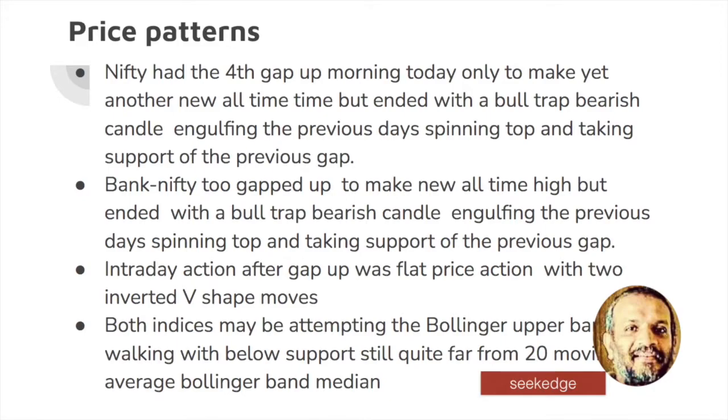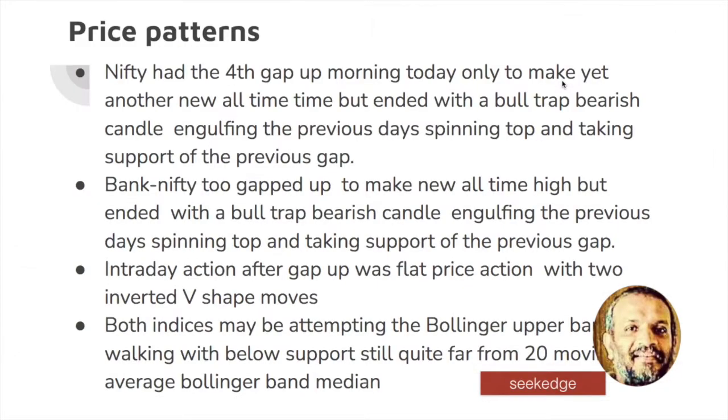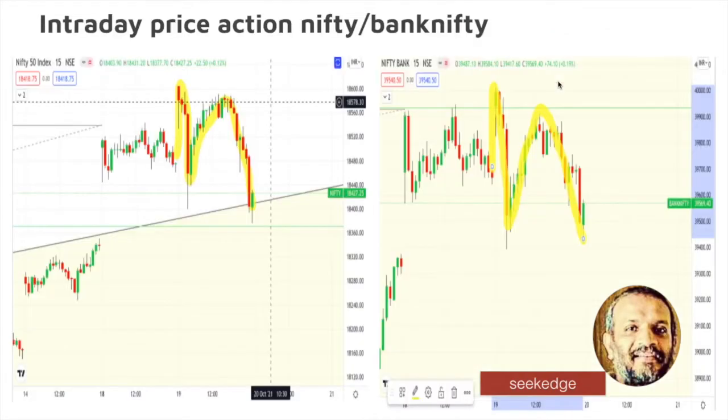Bull trap is when you gap up and then close below the high of the previous candle. So, a bull trap and a bearish candle, and the bearish candle is engulfing. This engulfing means the previous spinning top candle is fully inside the second one, completely engulfing, on the BANKNIFTY on the right side also. So that's what happened, and it has taken the support of the previous gap. Right, there is a gap here, there is a gap here of the BANKNIFTY and the Nifty also.